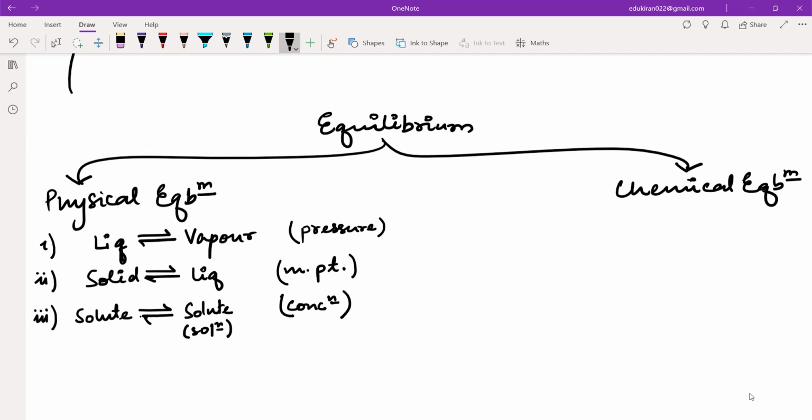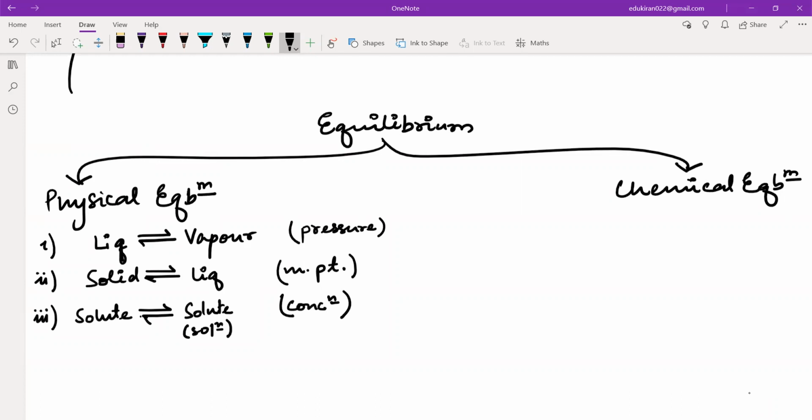The concentration is going to be constant here. Whenever you achieve an equilibrium, the concentration is going to be constant. And if the concentration is not changing, that means it is an equilibrium. I will explain this solute and we will also do a question here.